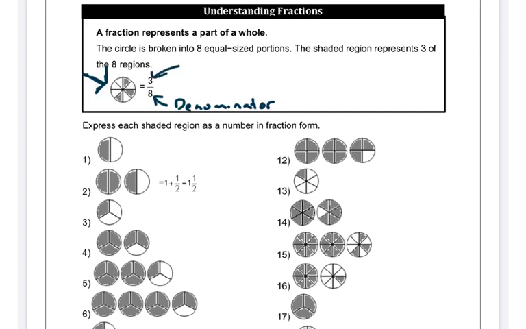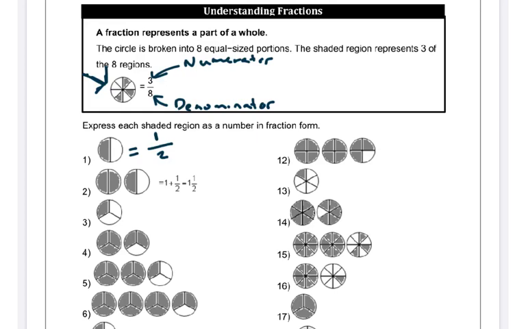The numerator, the number on top, indicates how many are the shaded region. So when we look at this, for example, in number 1, we can see that we've cut the figure into 2 pieces, and we've shaded 1. So that would be a representation of 1/2, and so on and so forth.